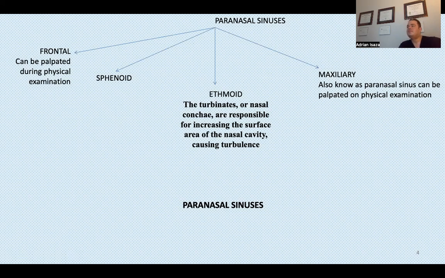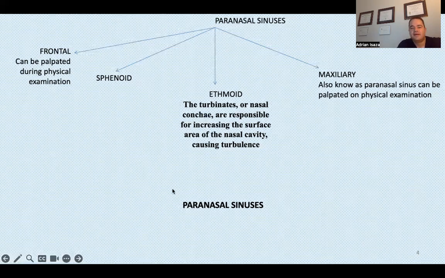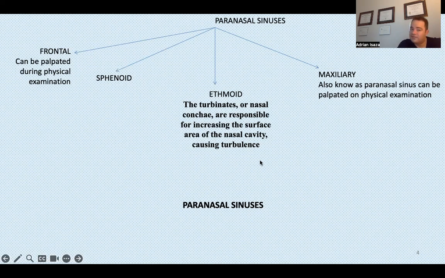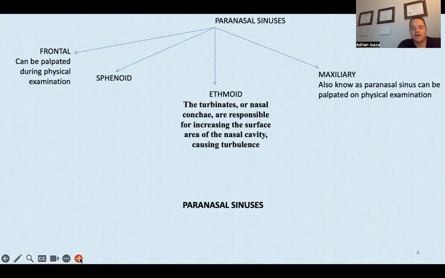Why do we need turbulence? Well, we need turbulence to be able to trap air particles. Air is not exactly pure, guys. There's a lot of dust particles. So by increasing the turbulence, you're increasing resistance, decreasing free airflow, and that allows the nasal cavity to trap dust particles more easily. So the turbinates are increasing the surface area, which causes turbulence. Know that? Make a flashcard.